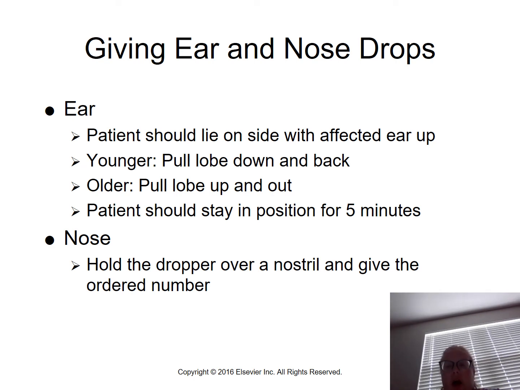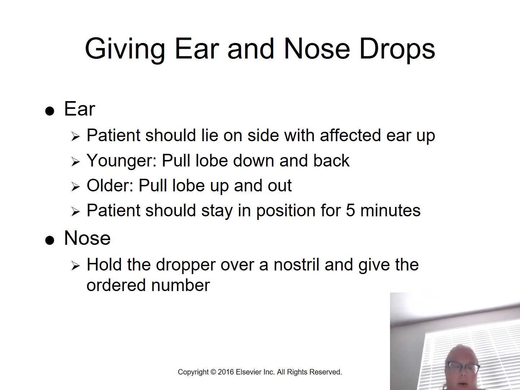With children, that's often a difficult task, but if parents get creative and nurses get creative, sometimes we can find distractions to keep them on their side for at least a little bit so that that medication works the best way that it can. As far as nose medications, you hold the dropper over the nose and give the ordered number.